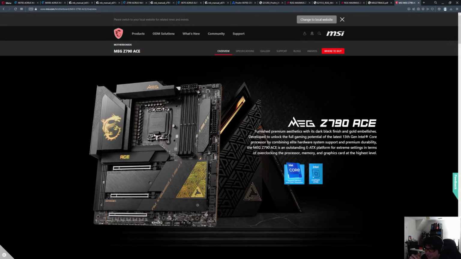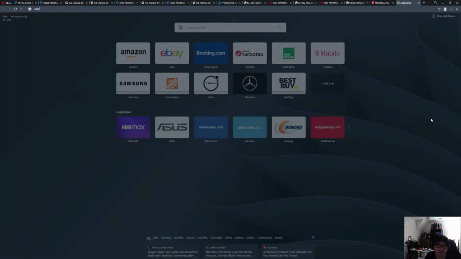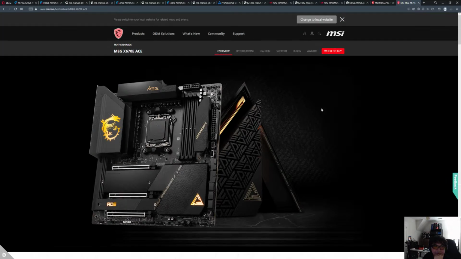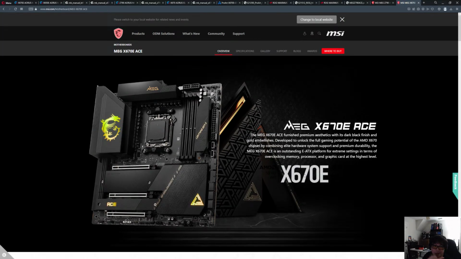You're loving the Ace. You had it running all day. Oh, the X670 one. The X670 one's really good. Yeah, that one's probably one of the best motherboards on the market right now. It's expensive, but it's really good.